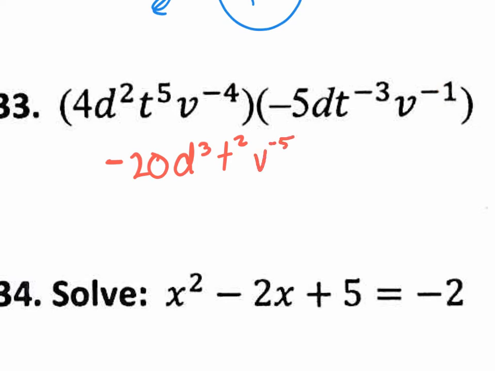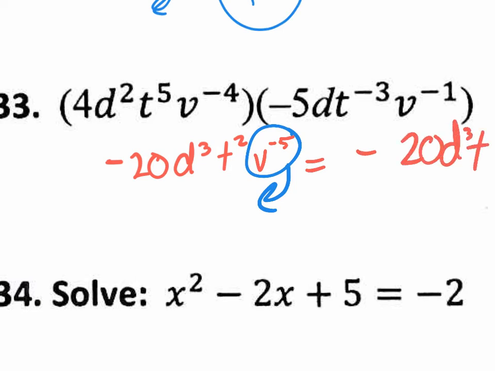So it was actually more convenient to just use rule 1 where you add exponents on this one, because instead of moving a bunch of things around, all we're really moving is this guy down at the end. So our final answer will be negative 20 d to the third t to the second over v to the positive 5.